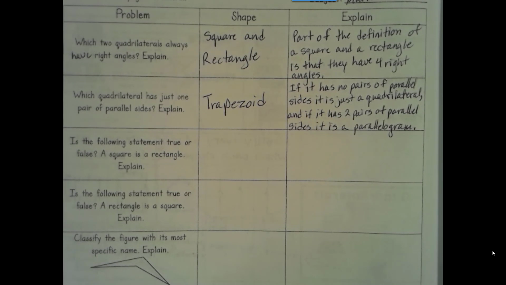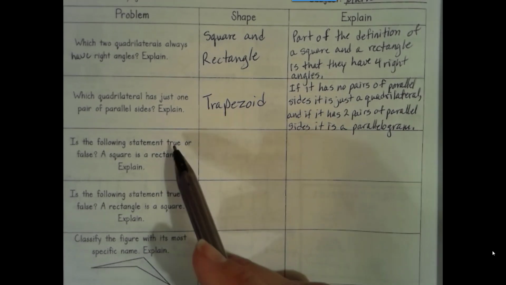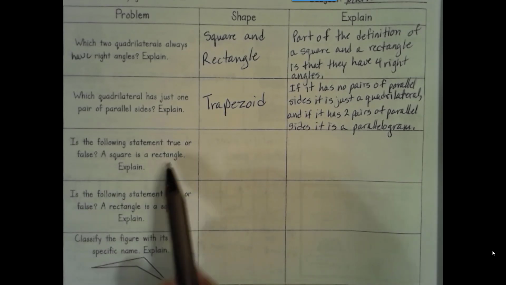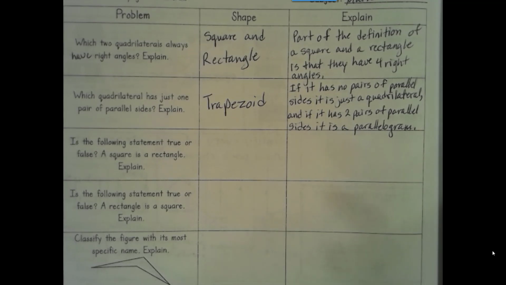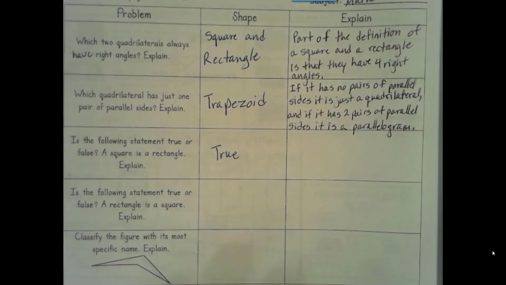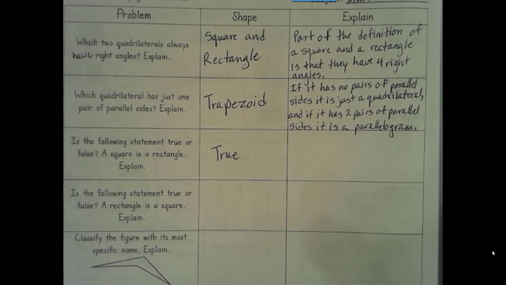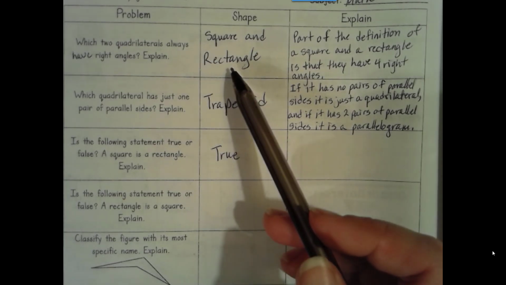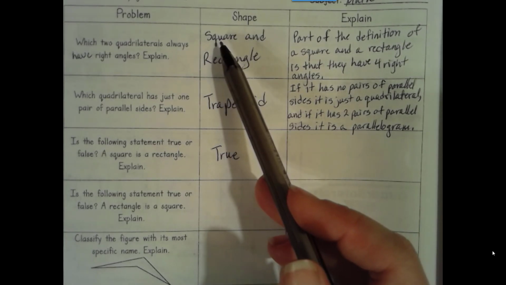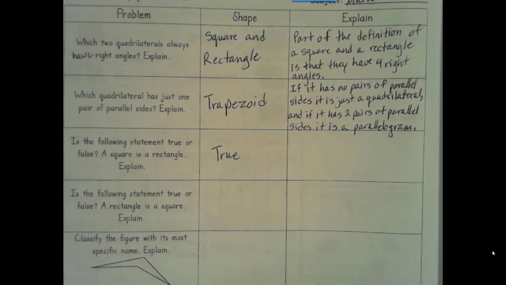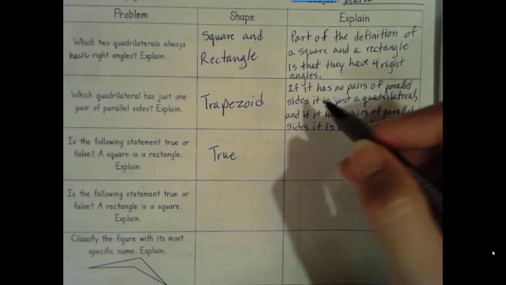Okay, here we're not putting shape exactly, but we are answering the question, true or false. Is the following statement true or false? A square is a rectangle. Is a square a rectangle? Yes, that is true. Because remember, it doesn't have to do with length of sides, it has to do with right angles. Since all rectangles have right angles and all squares have right angles, all squares would be called a rectangle. Because it has to do with the angles, not the sides.